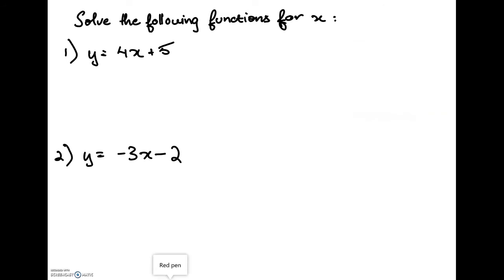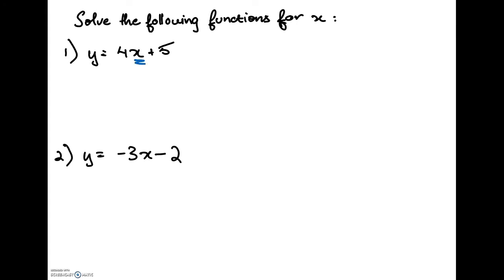So I'm going to start off with some pretty basic examples and then gradually move into harder ones. So if you're well versed with the ones shown on the screen, then you might want to skip ahead, but otherwise let's get started. So we have the equation y equals 4x plus 5. Now, what we're going to first want to do is bring that x term to one side on its own.